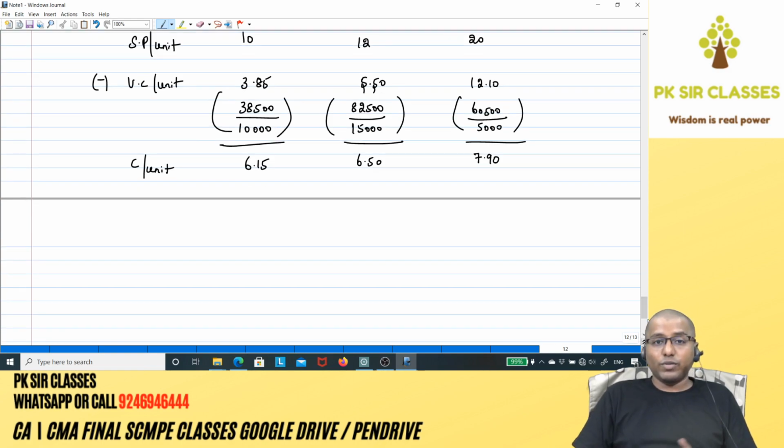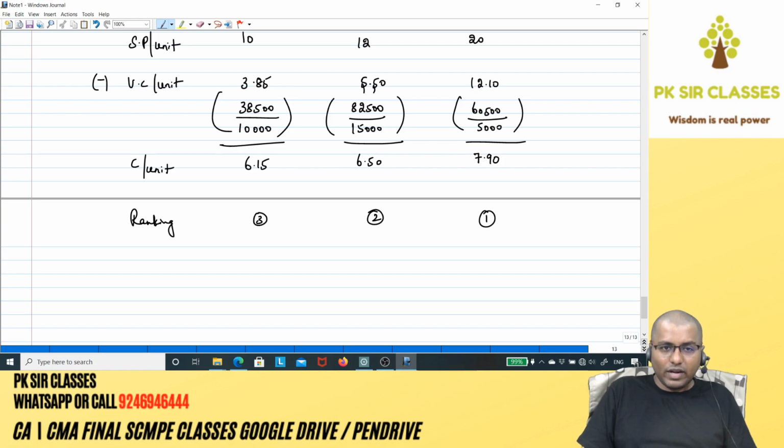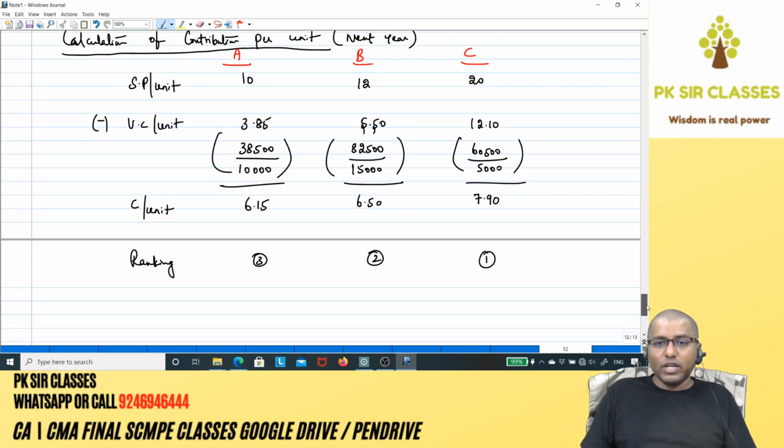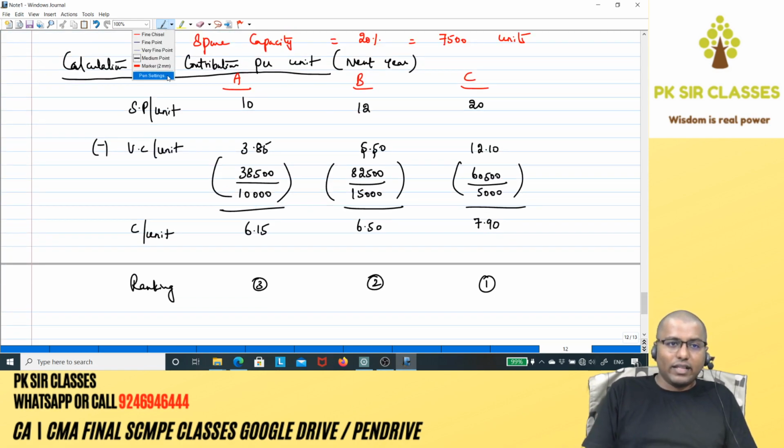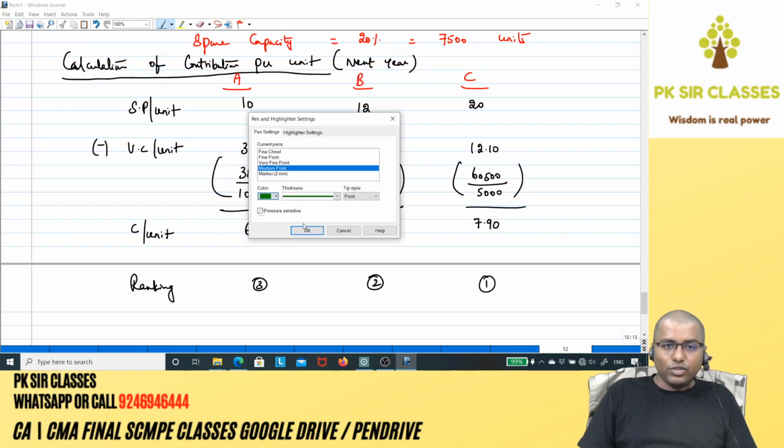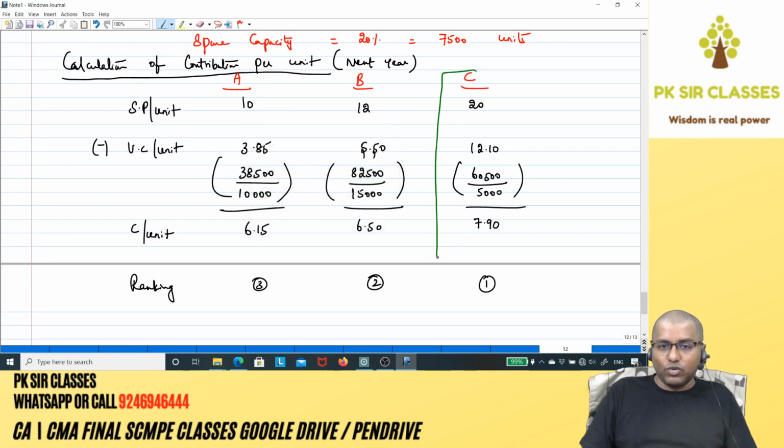Okay, yeah, contribution per unit is done. Now tell me, what is the ranking with respect to contribution per unit? First rank is 7.9, second rank is 6.5, third rank is 6.15. So who has got the highest contribution per unit? And that is C, which means you will utilize the spare capacity to manufacture C such that the profit for the company will be what?